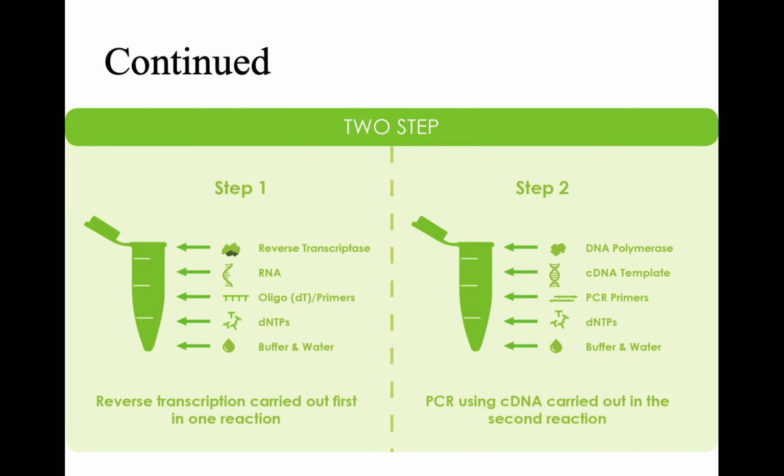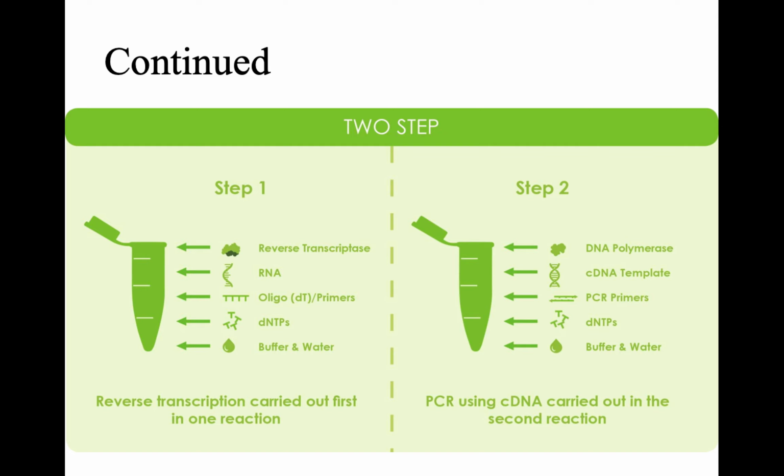And the second method is the two-step process. In this case, the reverse transcription is carried out in one reaction, whereas the amplification of the cDNA is carried out in the second reaction. In step 1, we need to add the reverse transcriptase enzyme, RNA, primers, and dNTPs, everything. So that from the RNA, the cDNA will be formed with the help of the enzyme reverse transcriptase and the primers.